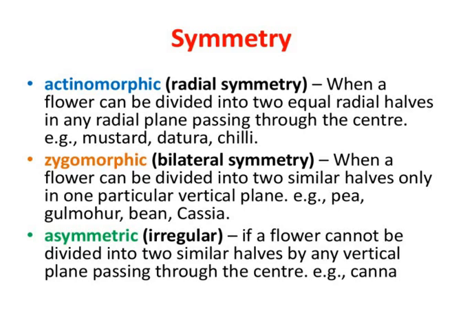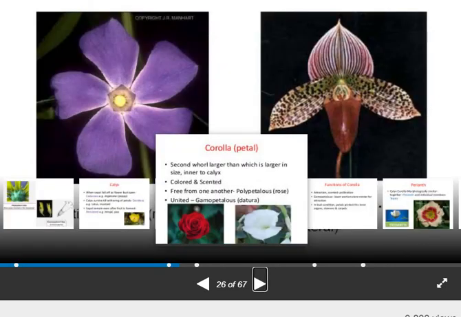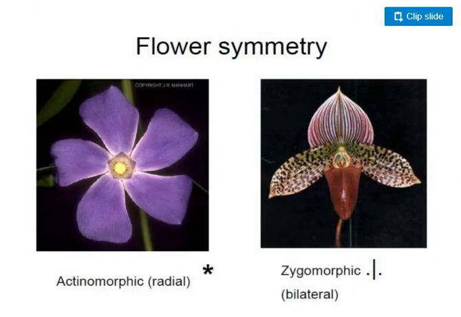it is possible to cut that flower into equal halves through many planes, and if it is possible, that flower is called actinomorphic and the symmetry is called radial symmetry. Let's go to this diagram. If you see the first flower, this flower can be cleaved in any plane. There are 5 petals, 5 sepals and everything present, and if you cut through any plane you will get equal halves.